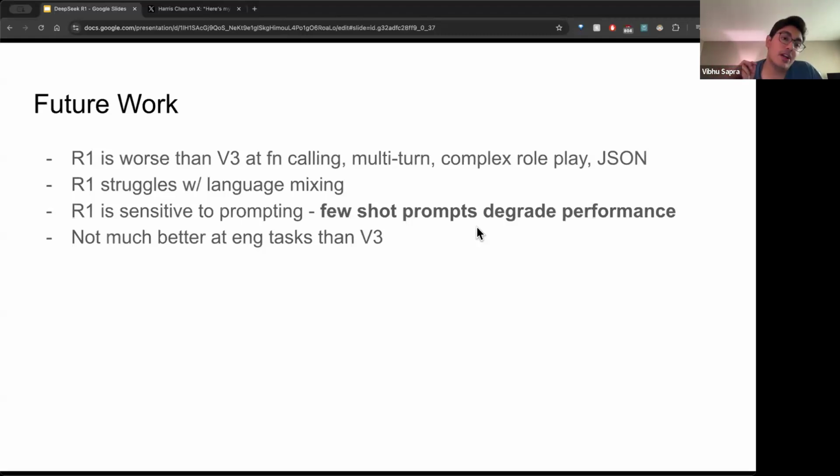Maybe they both do. But R1 struggles with language mixing. R1 is sensitive to prompting. Few shot prompts degrade the performance. So if you guys are using R1, don't few shot prompt it. Don't tell the model how to think. Tell it what you want it to do and let it reason. It will do better. And it's not better at a lot of engineering tasks than V3.